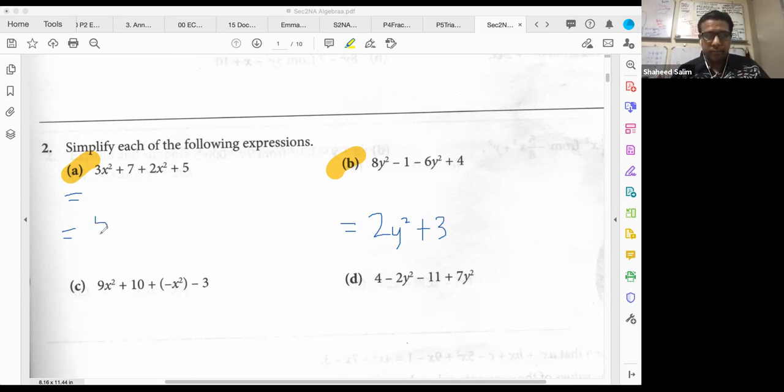5x squared and 12. Good. So 5x squared plus 12. Okay, so both answers are correct. So what do you do actually?